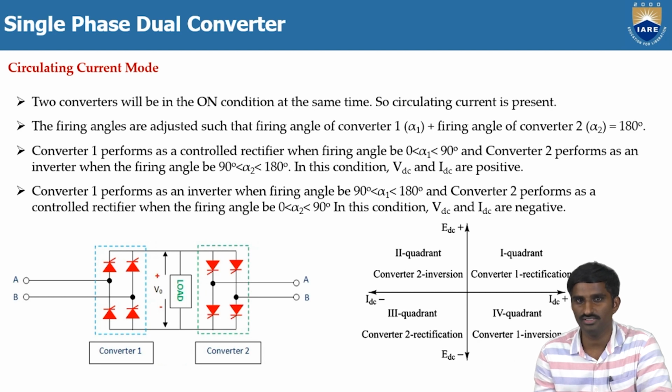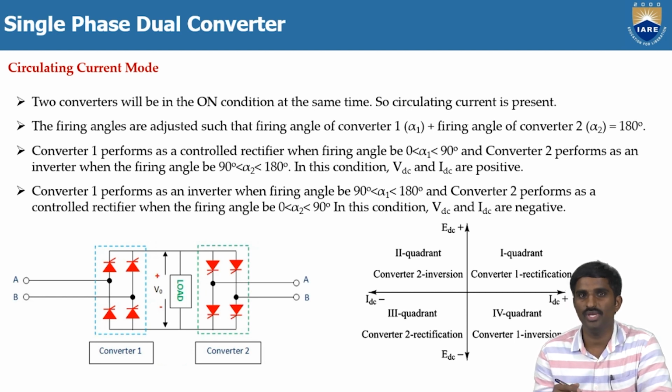Because in the previous case, there were no such conditions, since we were not operating converter 1 and converter 2 at the same time. If we are operating converter 1, then we are not operating converter 2, or maybe converter 2 is operating. So in that case, we need not follow any condition for the firing angle.